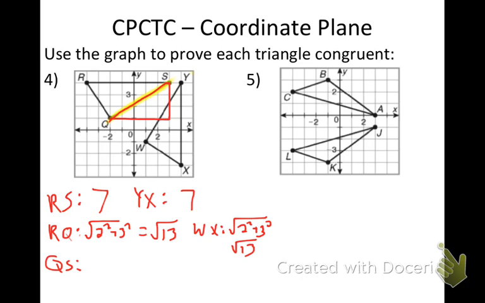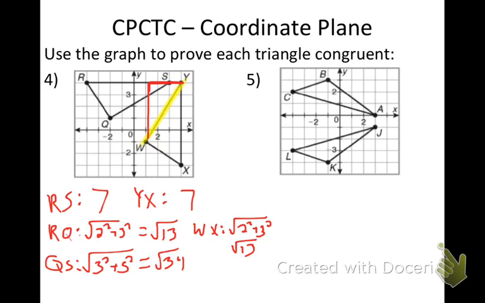QS has lengths here of 3 and what's the other one going to be? 5. So the square root of 3 squared plus 5 squared. What's 3 squared? 9. 5 squared? 9 and 25 is the square root of 34. And then the last one, I have WI.